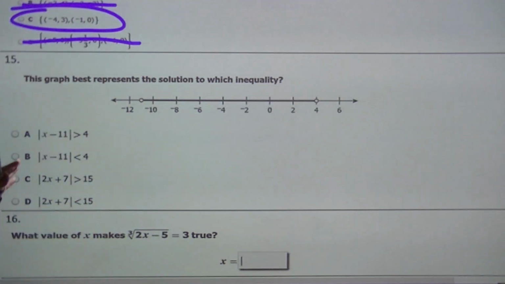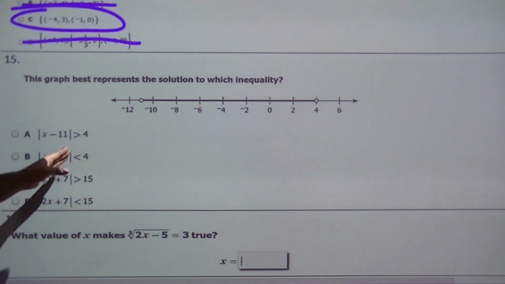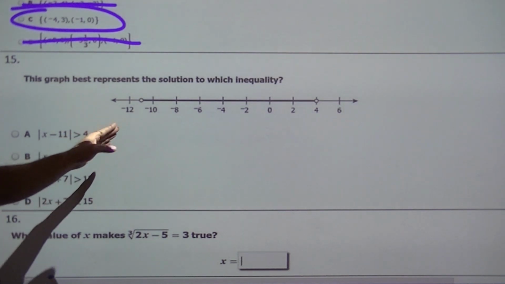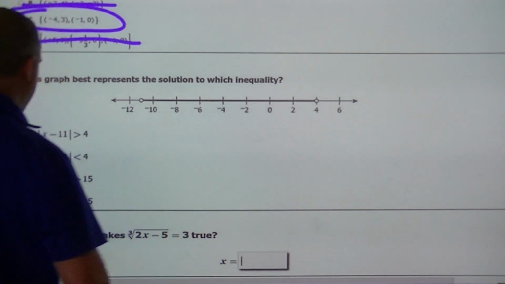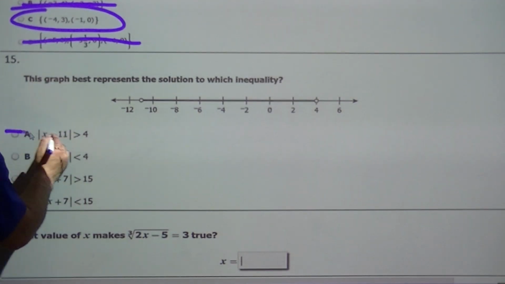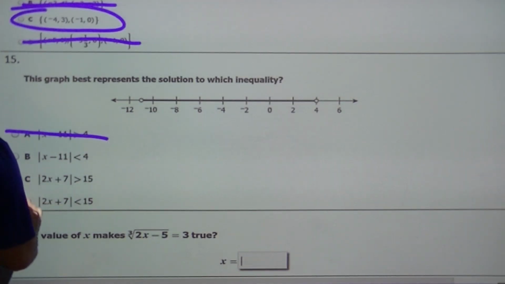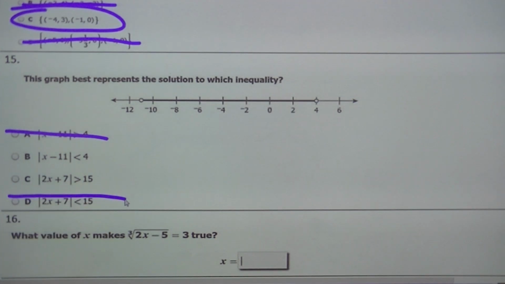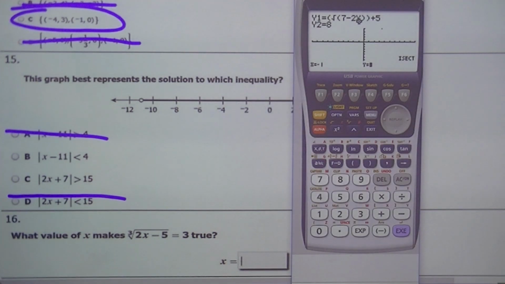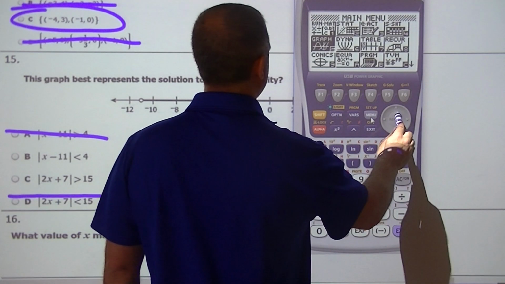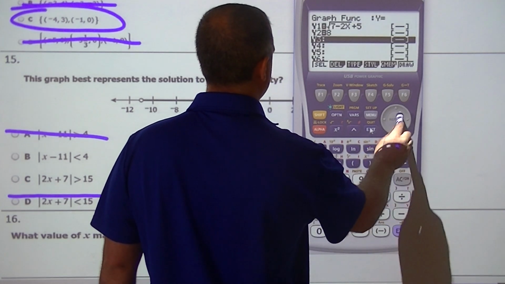Now, a couple things on matching these inequalities. What you can do is you do this a couple different ways. If it's shaded in between, it's going to be less than. So I actually will know that this will not be my answers, most likely. Now what you're going to want to do, when you go into this, you go to menu and you go back into graph.